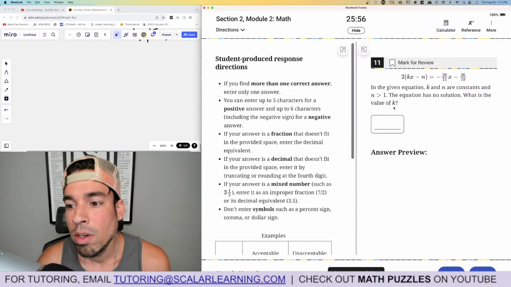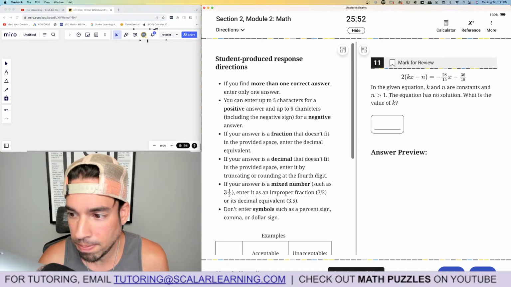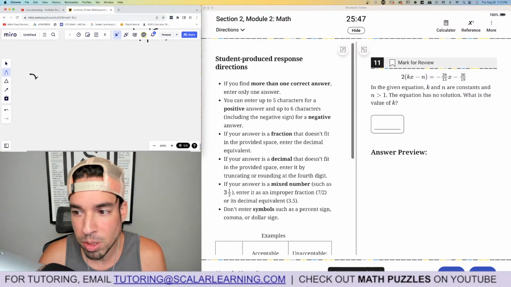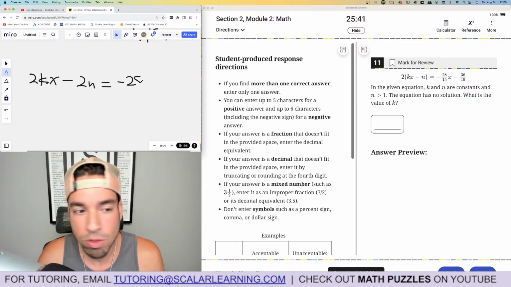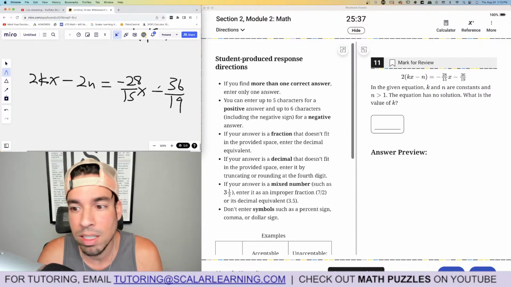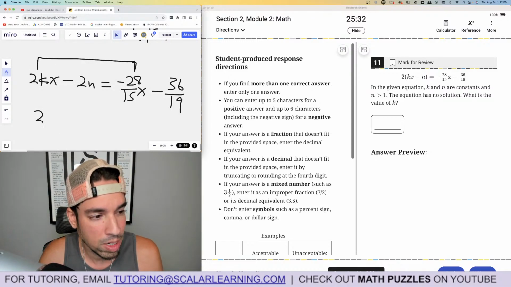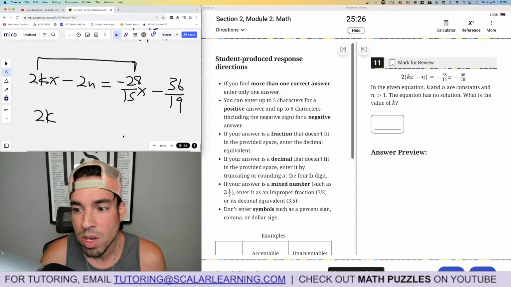Weird question. Okay, 11, free response. In the given equation, k and n are constants and n is greater than 1. The equation has no solution. So we have a no solution situation. I'm going to distribute the 2 first. 2kx minus 2n equals negative 28/15 x minus 36 over 19. If this is going to have no solution, the coefficients need to be equal, meaning 2k and negative 28/15 are equal, and the constants have to be different, but n can be anything.